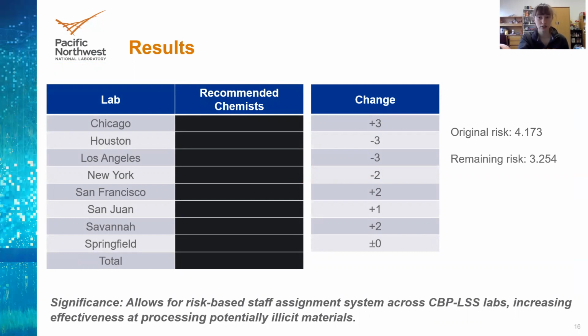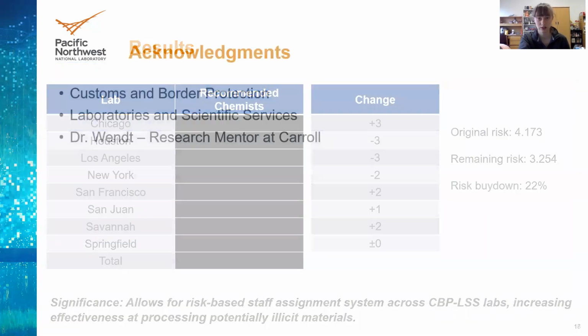Other than that, it's a little difficult to think practically about this because risk is defined as a sum of probabilities. So we can also look at the risk buy down, or how much the risk was reduced, which is about 22%. This is still a little difficult to think about practically, but I think it gives a better idea of how the risk has changed. And so this project now allows for a risk-based staff assignment system across CBP-LSS labs that will hopefully increase their effectiveness at processing potentially illicit materials.